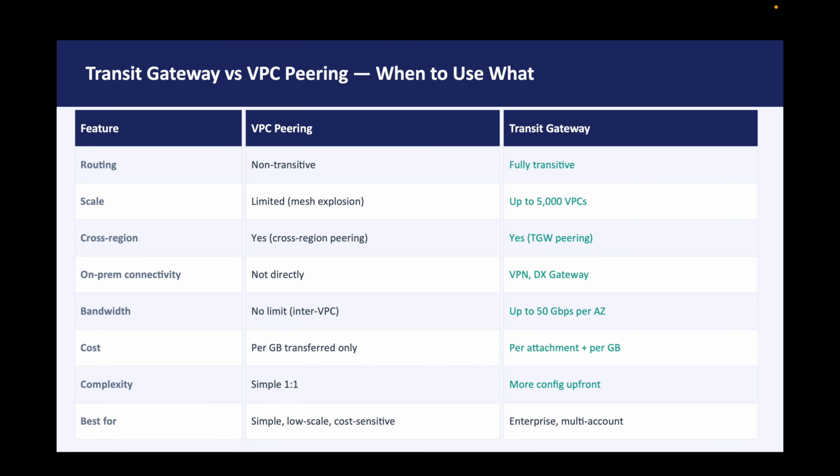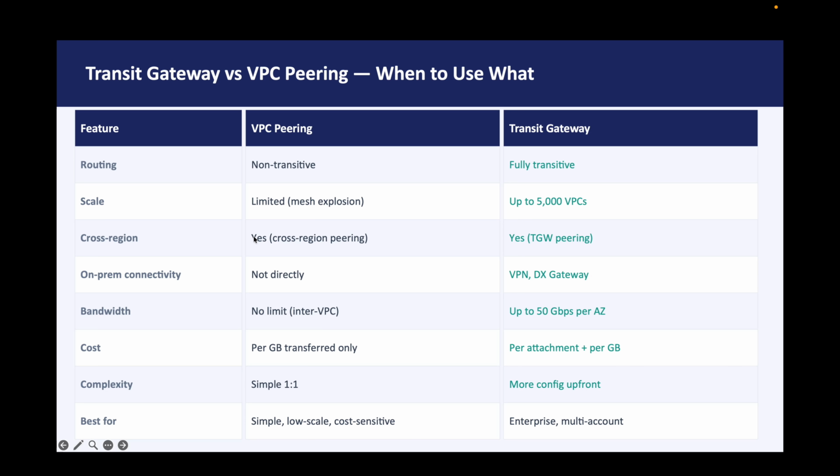Peering is non-transitive, transit gateway is fully transitive. That's the biggest difference. Next one is scale. It is limited, you have to create the mesh, which explodes as well. So I have written mesh explosion. Transit gateway has up to 5000 VPCs. Transit gateway is always one attachment per VPC. Peering connections explode as you scale.